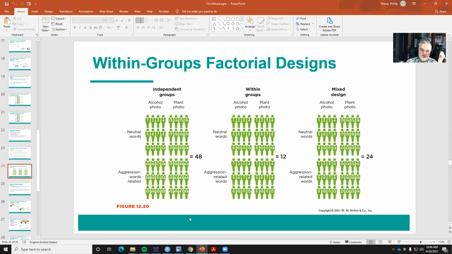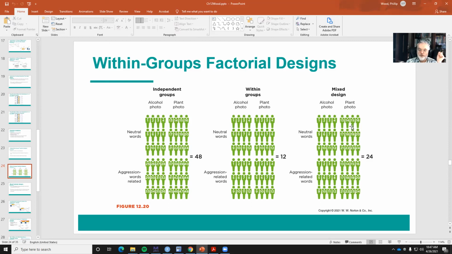Over here on the left-hand side, there are different people, as you can tell by the numbers. So you have 48 different people here. A completely within groups design is only 12 people. Maybe over here I can do a mixed design. That is, I can have 12 people over here in the alcohol photo condition who are exposed to neutral and aggression words, and another 12 people over here in the plant condition.